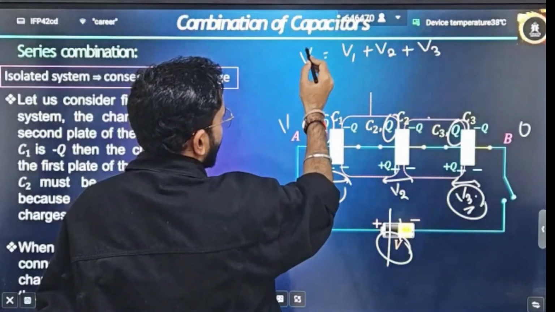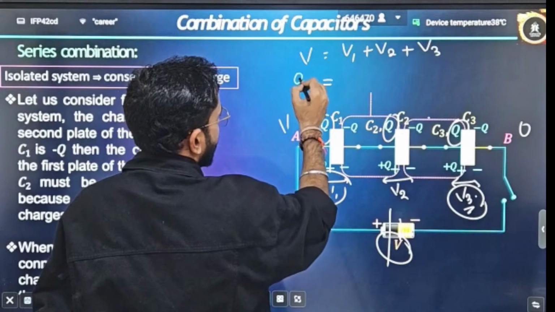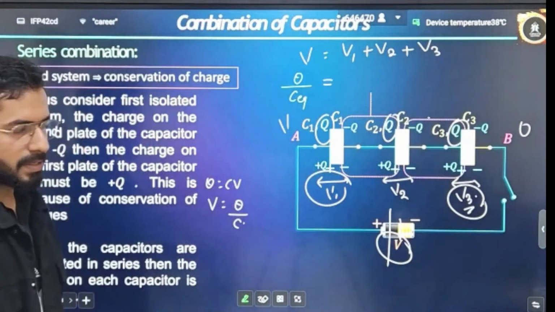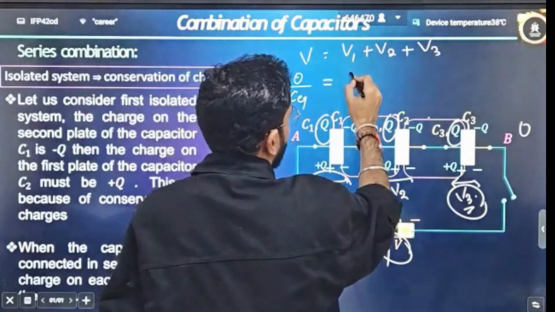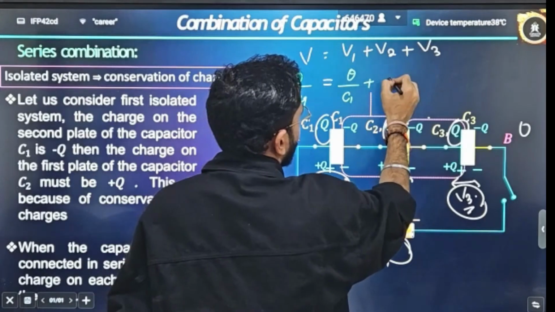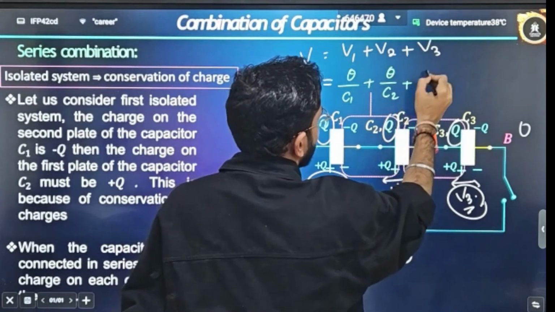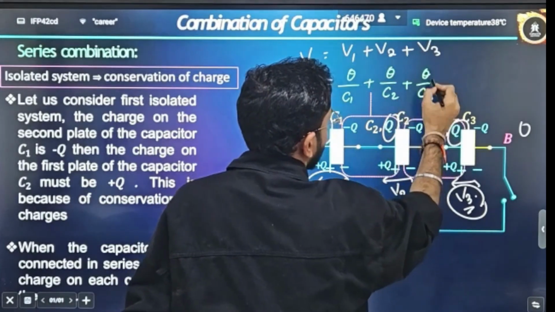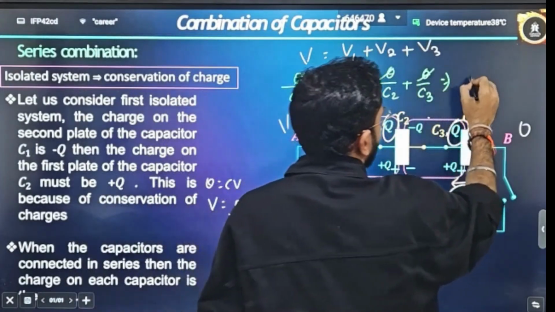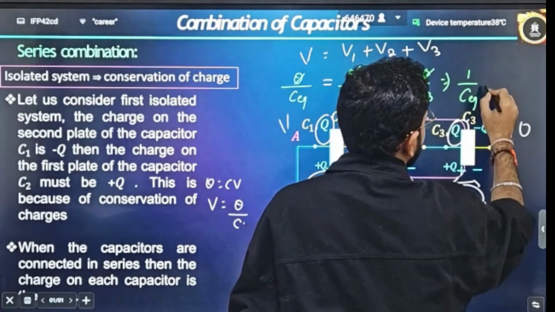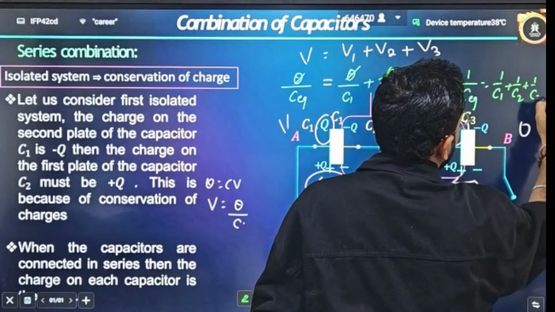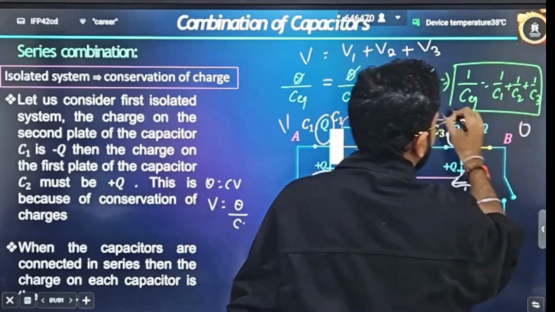Here what do we write? Net potential is equal to net charge Q divided by C equivalent, the final equivalent capacitance. V1, how do you write? The charge is the same, so Q divided by C1. V2 is Q divided by C2, plus V3 is Q divided by C3. Now Q will simply get cancelled out, and what is the final result? For series combination, C equivalent: 1 by C equivalent is equal to 1 by C1 plus 1 by C2 plus 1 by C3. This will be the result.